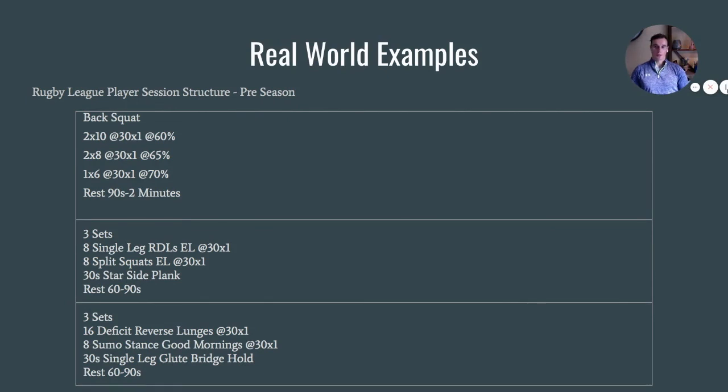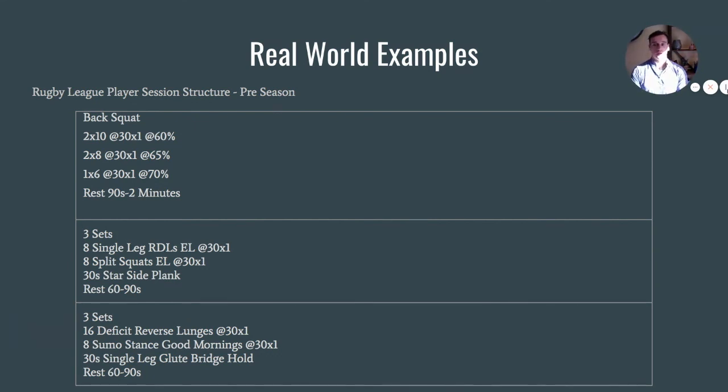What you also see there after the 2x10 is where it says 30X1. So when we're prescribing a tempo that we want an athlete to perform a repetition at, that's how we write it. Simply put, that first number, the 3, is going to be the negative phase, so lowering down into a squat. The 0 is going to be the pause at the bottom of the lift. The X is going to be the speed we want them to perform the concentric. And the 1 is going to be the pause at the top.